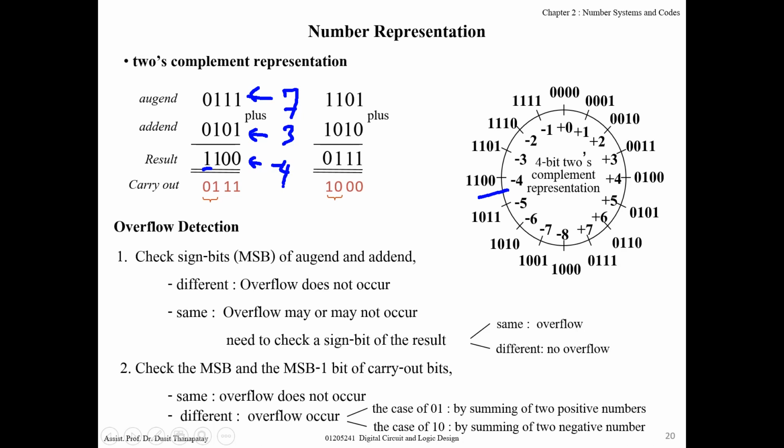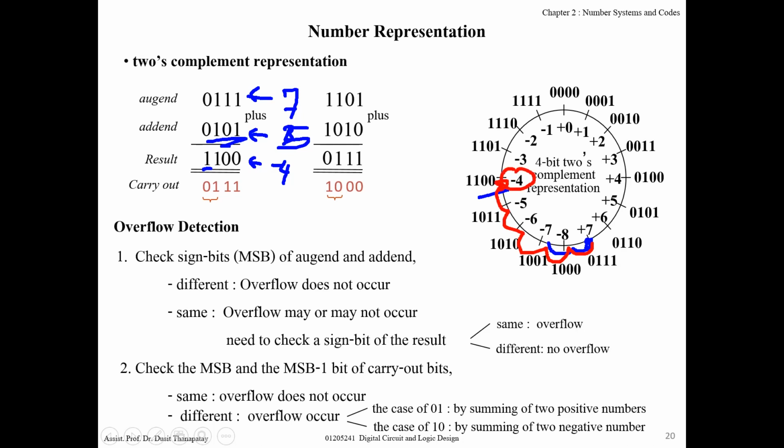Why? That is because 7 plus 3, 7 plus... oh, sorry, it's not 3, it's 5, sorry. 7 plus 5 here, right? 1, 2, 3, 4, 5.